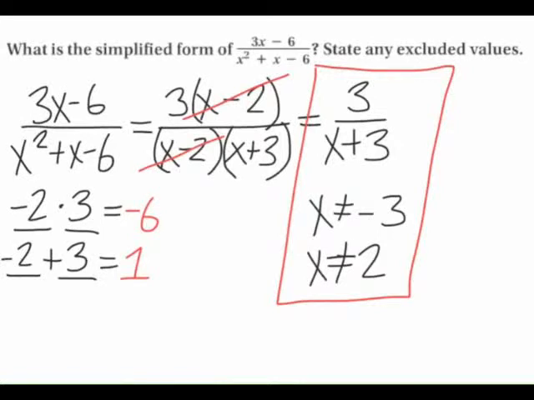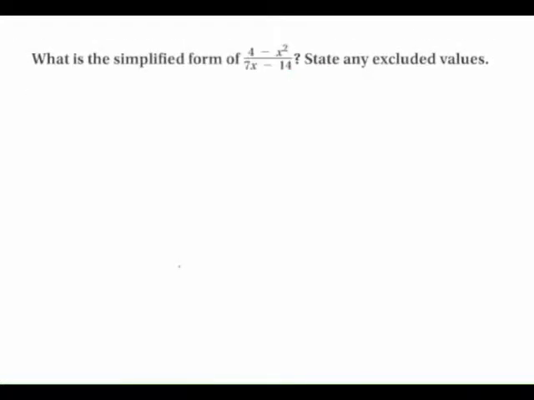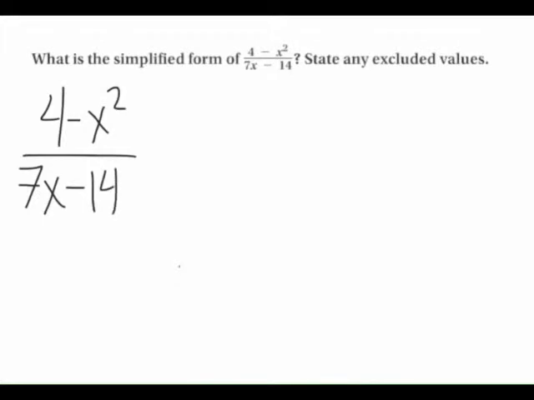All right, let's take a look at another example. Okay, here is our rational expression, 4 minus x squared divided by 7x minus 14. Let's see, is there anything that we can factor out of a 4 and a negative x squared? Well, no. There is no GCF here. But is it possible to factor the top of the fraction like this?